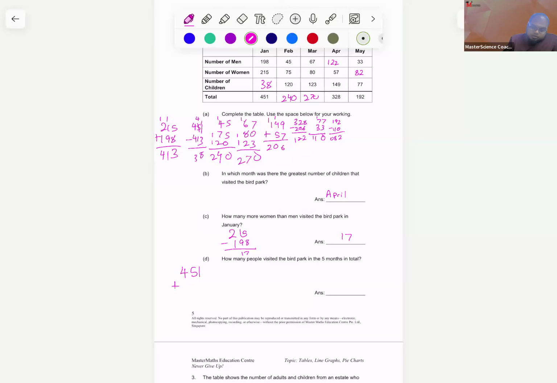So I take 451 plus 240 plus 270. I will get 1, 5 plus 4, 9. 9 plus 7, 16. 1 plus 4, 5. 5 plus 2 plus 2, 9. 961 plus 328 plus 192. 1 plus 8 plus 2 is 11. 1 plus 6, 7. 7 plus 2, 9. 9 plus 9, 18. 1 plus 9, 10. 10 plus 3 plus 1, 14. 1481. Okay?